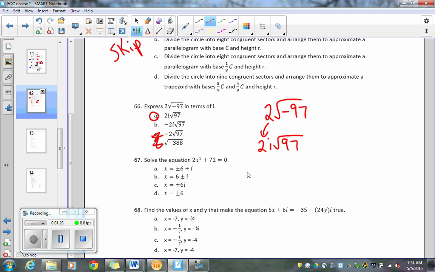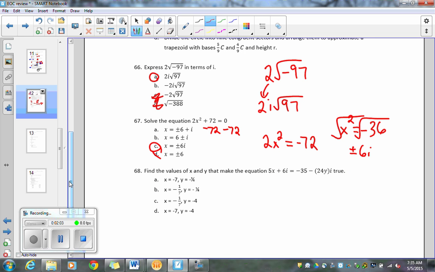All right, solve the equation, 2x squared plus 72 equals 0. I'm going to subtract 72 from both sides. I get 2x squared is equal to negative 72. From here, I'm going to divide by 2, and I get x squared is equal to negative 36. I'm going to take the square root of negative 36 because that's how I undo squaring something. Because we're dealing with negative 36, I know I'm going to have an i in my answer, so I already know D is not going to be the answer. But 36 is a perfect square, so it's going to be plus or minus 6i. So my answer is C.